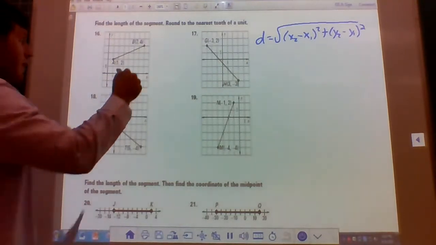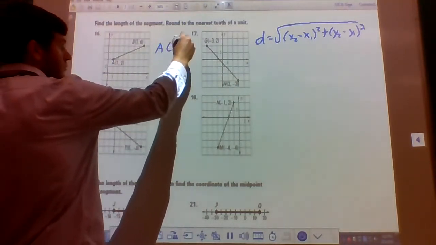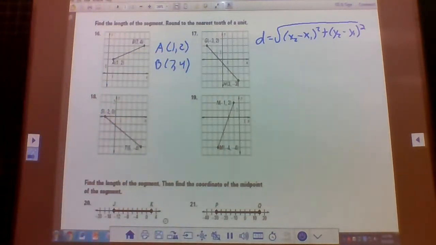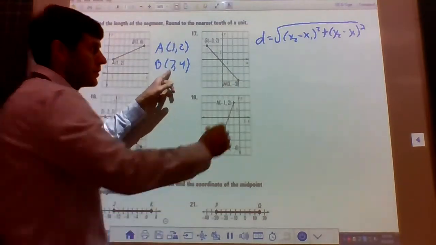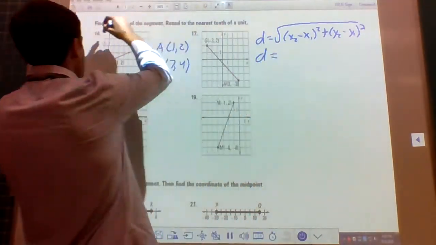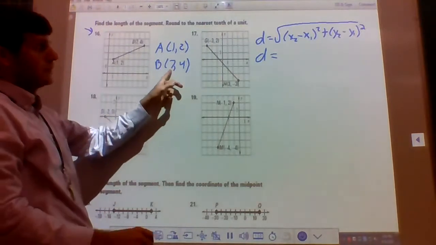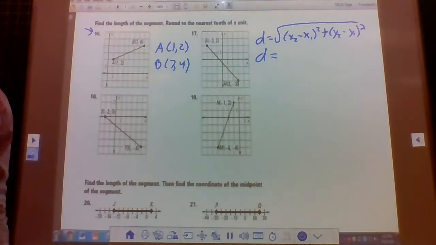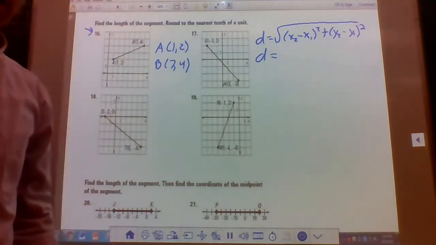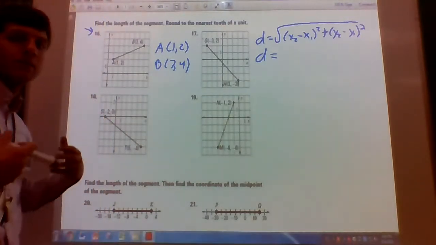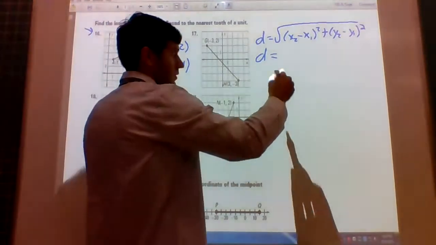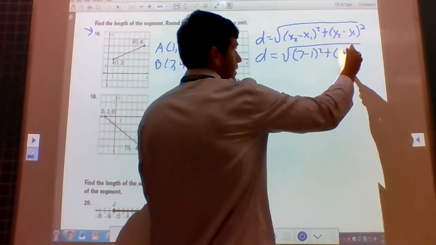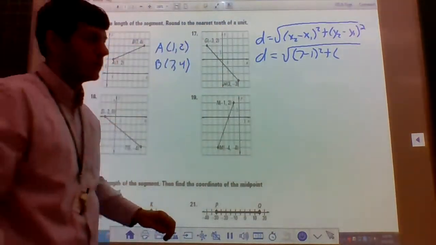Our two points here are A, 1, 2, and B, 7, 4. So we're finding the distance between those two. The two x values are 1 and 7. So this was the problem we're doing, 16 first. The x2 and x1 are going to be 7 and 1. It doesn't matter which order you put them in, because 7 minus 1 squared is the same as 1 minus 7 squared, because the negative becomes a positive when you square it. So 7 minus 1 squared plus, and our y values here are 4 and 2, so 4 minus 2.